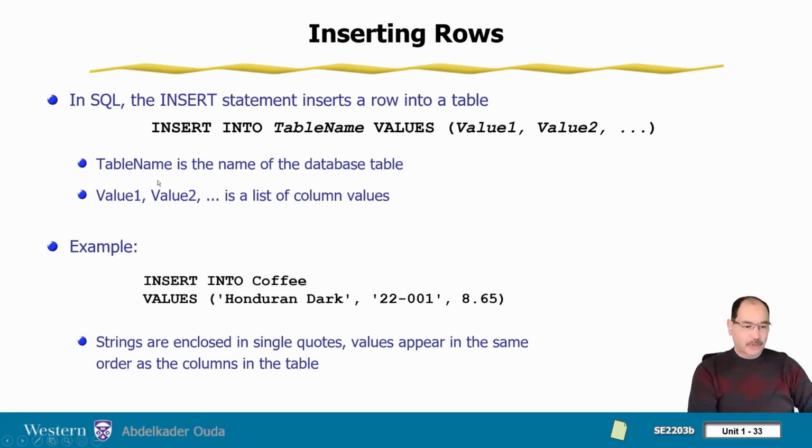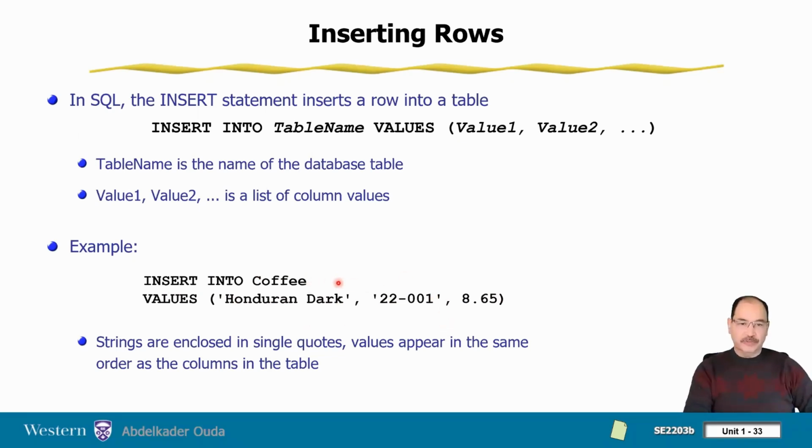In order to store data, we use the command insert into table name, and then the keyword values, and then a list of values enclosed between brackets. For example, you can see here insert into coffee values, and then the description, and then the product number, and then the price. This line is going to insert this value in the first column, this string value in the second column, this double value in the third column. That means the order matters here.